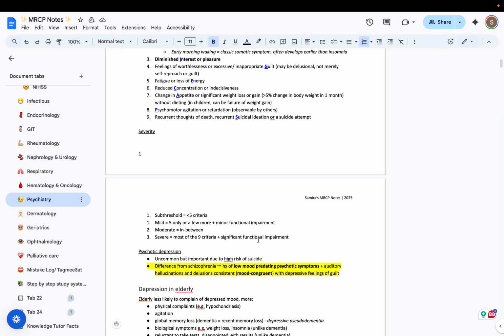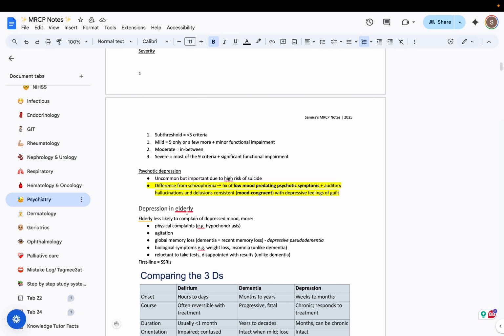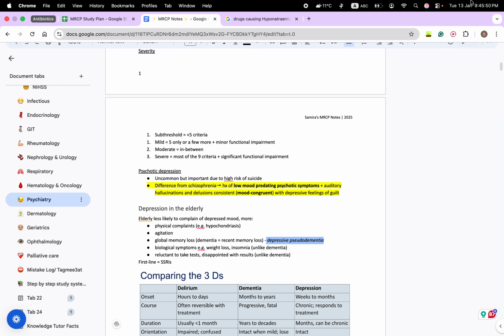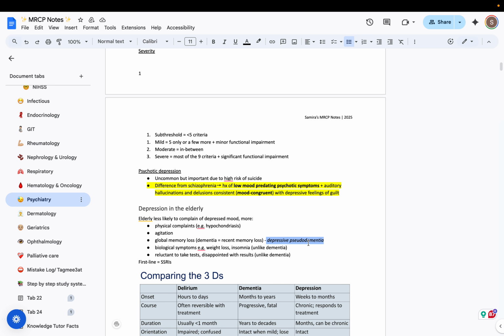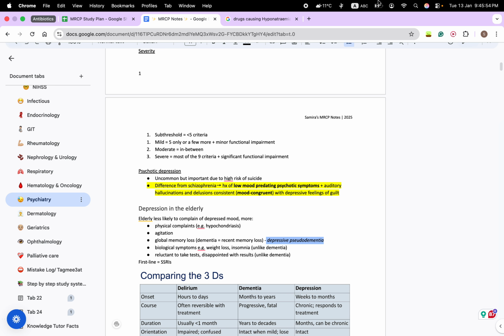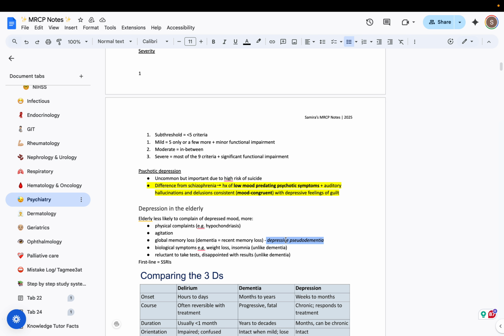Depression in the elderly: they are less likely to complain of depressed mood. They're more likely to complain of physical symptoms, agitation, global memory loss, and this is called depressive pseudodementia. The main way to differentiate between depressive pseudodementia and actual dementia in the geriatric population is by looking at their memory loss. Is it global or is it only for recent memory? If it's global, it's more likely to be depression. Biological symptoms and reluctant to take tests and being disappointed with the results, unlike dementia.